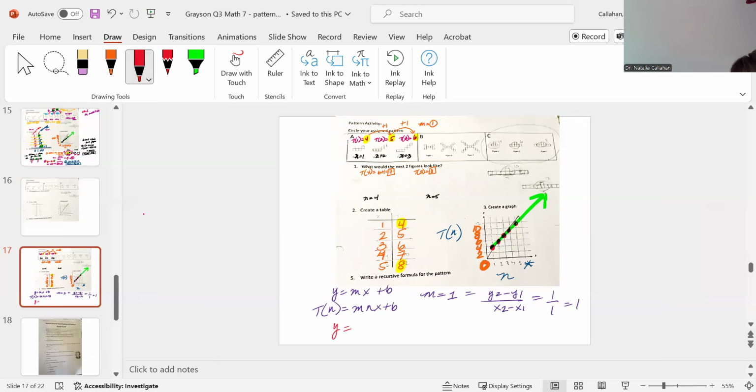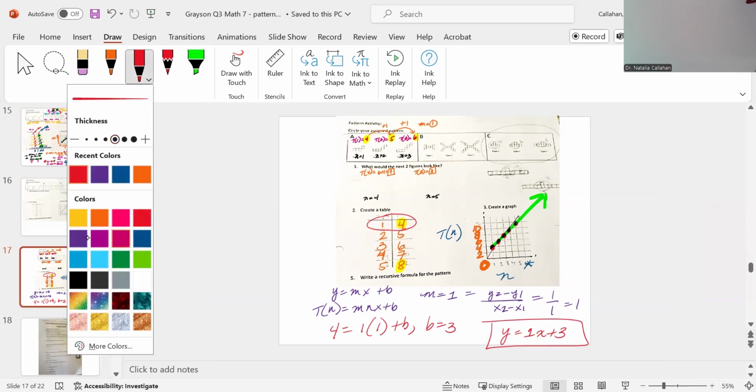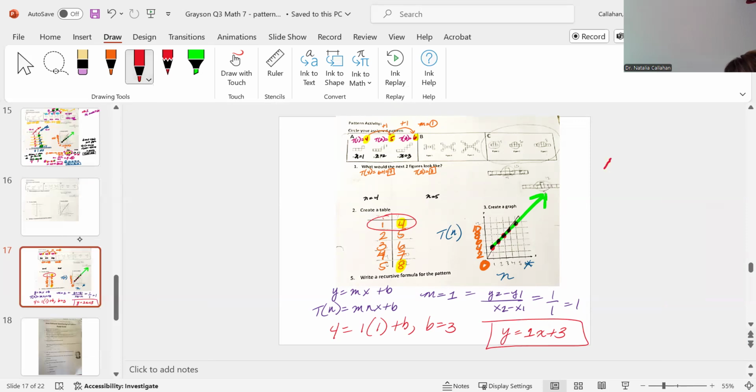Okay, so then we're going to pick a point. The easiest point is always the first one, right? So I'm going to do 4 equals 1 times 1 plus b, so b equals 3. You're correct. So y equals 1x plus 3. So then if I ask you a question such as, this will be the 6th question, what is t of 50? What would be your answer? How many tiles will you have?